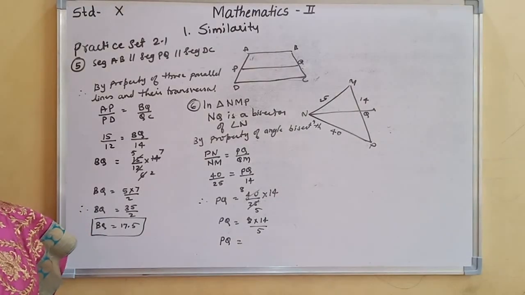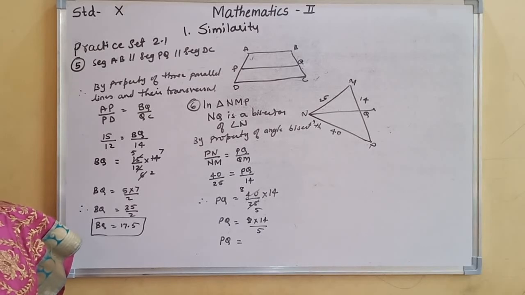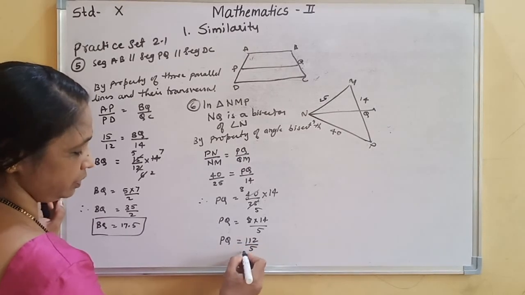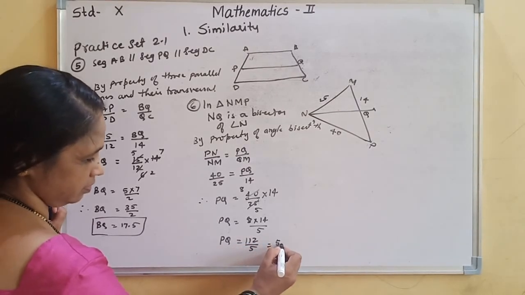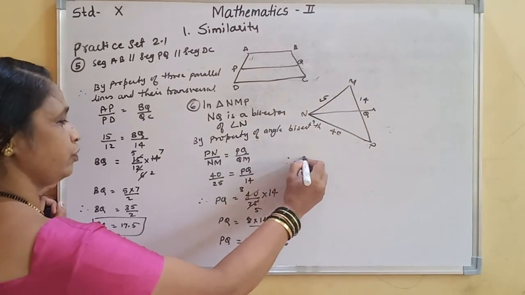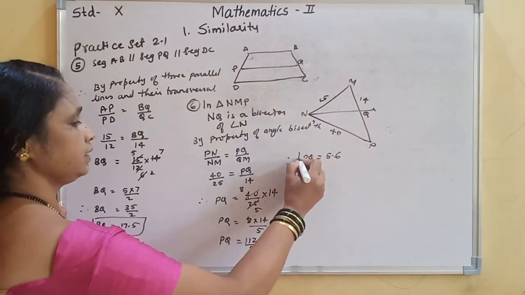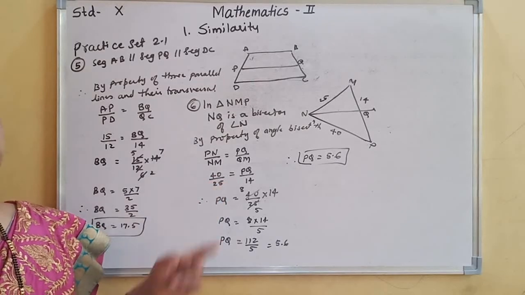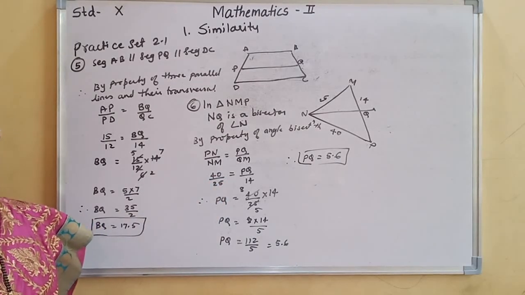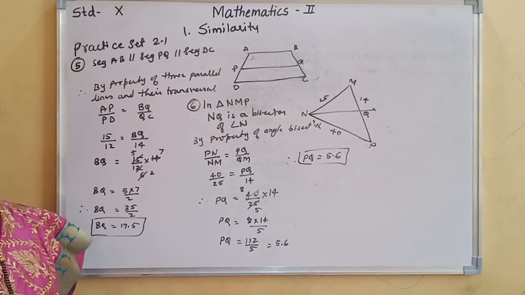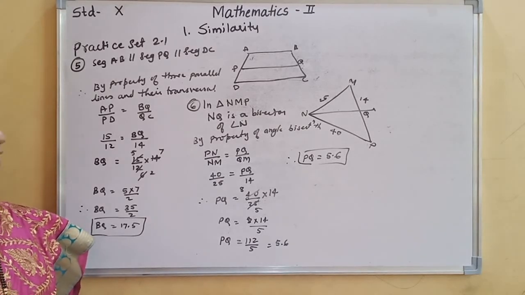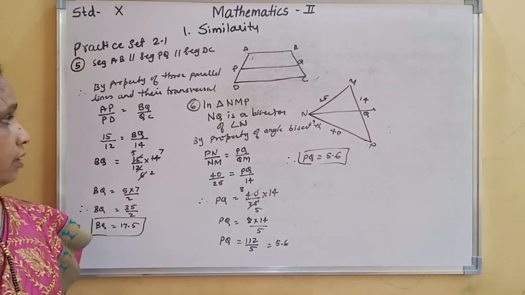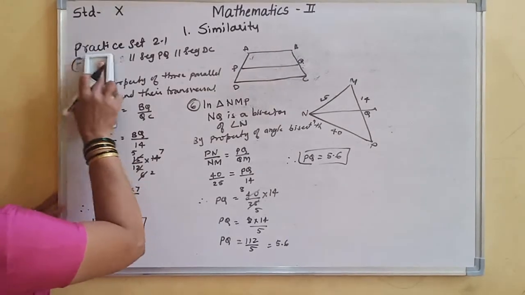So PQ will be equal to 112 upon 5, which is equal to 5.6. Therefore, PQ is equal to 5.6. Okay, this we have solved. Now see, in the same manner the 6th and 8th examples are same. Same way the 9th example is also there, but in that we have to find the x value. So I will show you that. And the 10th activity we have already solved. Okay, so the 9th example we will see now.